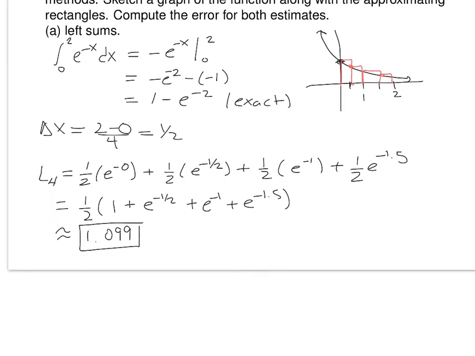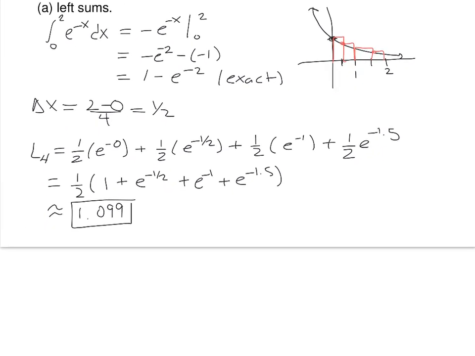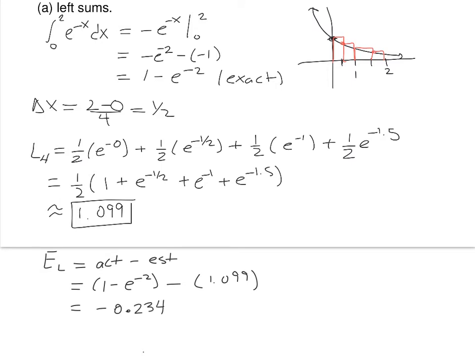Now we can compute the error in this estimate, so how much we're off by, and your book defines the error this way, so they call it E, capital E sub L, meaning for the left estimate, and we always find this using the actual minus the estimate. So the actual is the 1 minus e to the negative 2, and we're taking away the 1.099. And so the error is approximately negative 0.234.